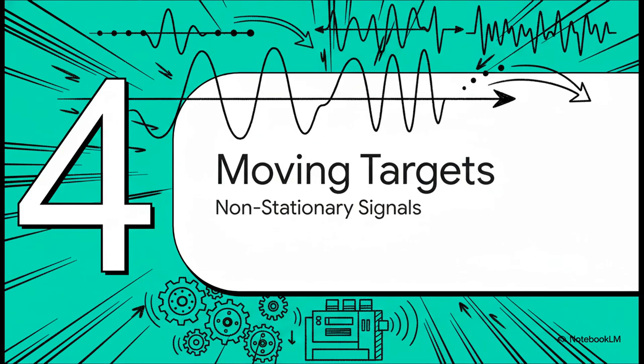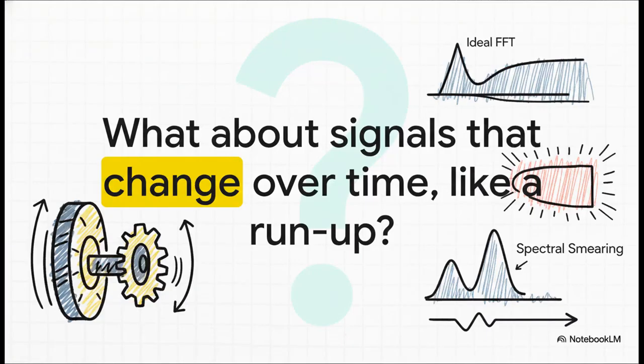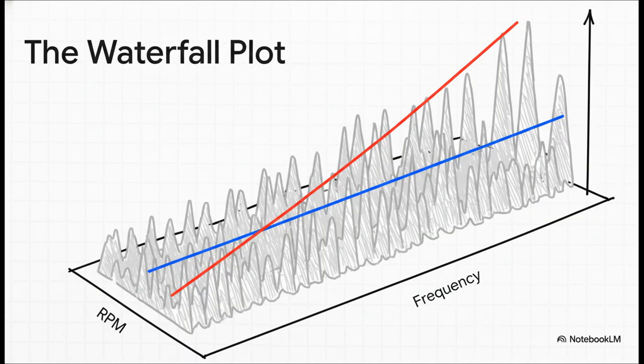So, everything we've talked about so far assumes a stable, stationary signal, but in the real world, machines speed up and they slow down. Analyzing these moving targets requires a whole different set of tools. So, let's level up. Yeah, this is the classic challenge, isn't it? Standard analysis assumes a stable frequency. But during a machine run-up, every frequency that's tied to the shaft speed is a moving target. And this causes something called spectral smearing, where your nice, sharp peaks get blurred across the whole spectrum, making them pretty much useless.